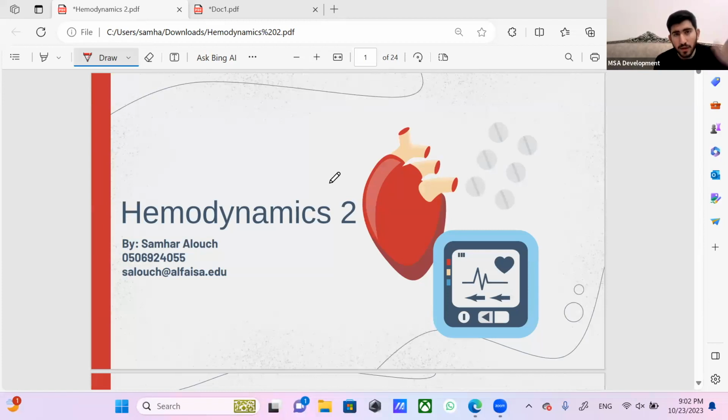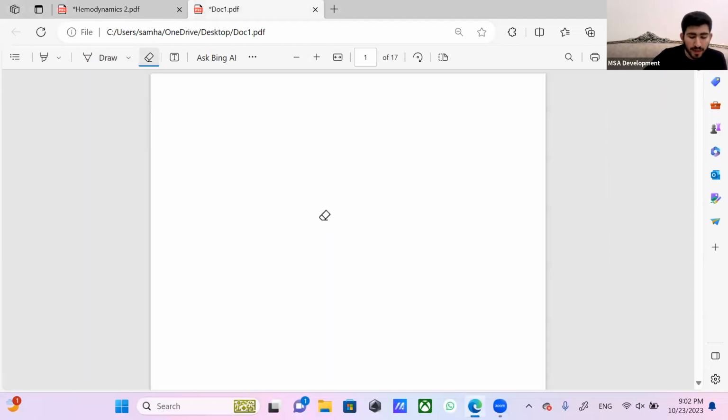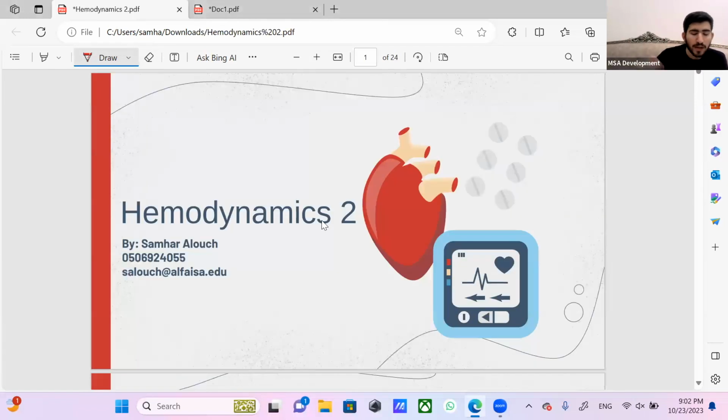And this is the continuation of Hemodynamics 1, which my friend Khalid Najjar explained to you. Just to understand my way of explaining, I have these slides, but I usually explain on this white page, draw and explain everything, and then I go back to the slides and correlate whatever I said with the slides. So without any further ado, let's get started.